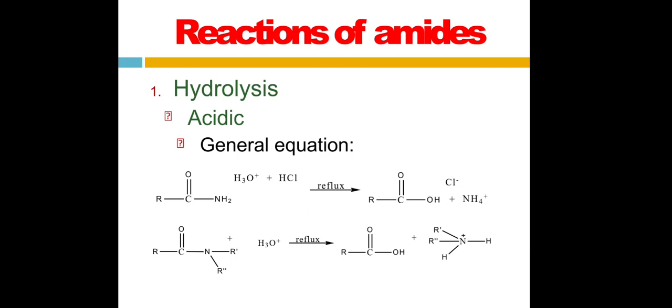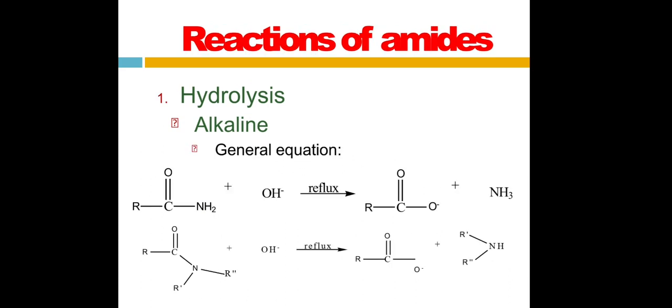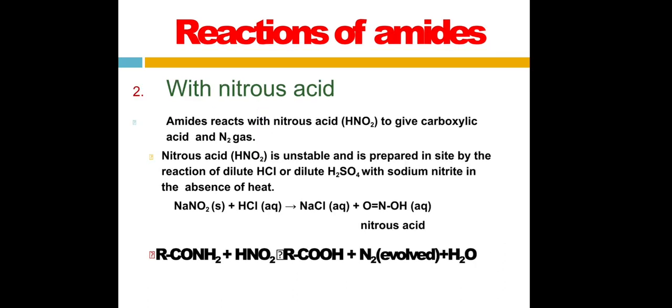These are some acidic hydrolysis equations. Next is an alkaline hydrolysis reaction. Concentrated sodium hydroxide is used, and its products are ammonia or an amine and a carboxylate salt. These are some general equations on alkaline hydrolysis reactions.